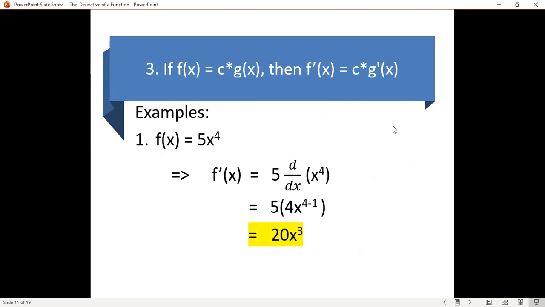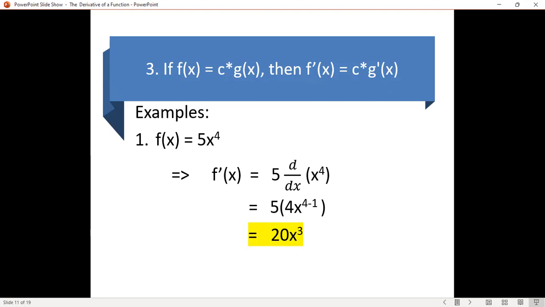So that's the second rule. The third rule is when you have a constant multiplier. If f of x equals c multiplied by g of x, then your f prime of x is going to be c times g prime of x. To illustrate, if you have f of x equals 5x to the fourth, your f prime of x is going to be 5 times the derivative of x to the fourth. Previously, we already calculated the derivative of x to the fourth. We found it to be 4x cubed. So we'll just multiply 4x cubed by 5 to get 20x cubed.